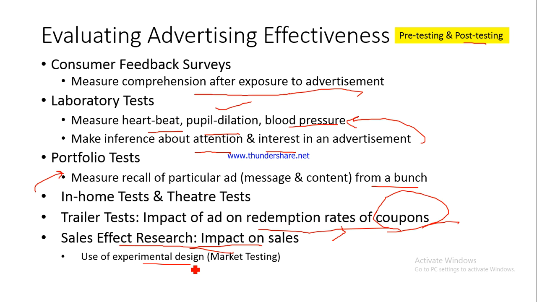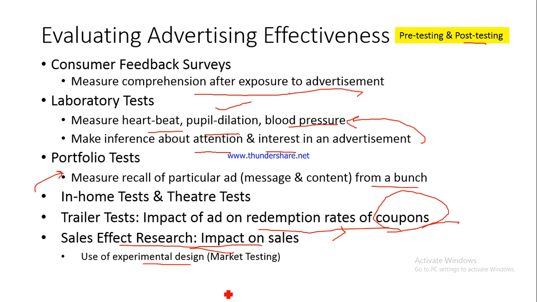Because if there is an effect, because all other things in Pithoragarh and Almora were similar, the only reason for a difference in sales figures in Pithoragarh and Almora could be the ads which were shown to my target audience in Pithoragarh. So this is an experiment, right? And that is why we are saying that this is an experimental design, and this process is known as market testing, and you would have read about this in marketing management also. And Pithoragarh and Almora would be known as test markets.